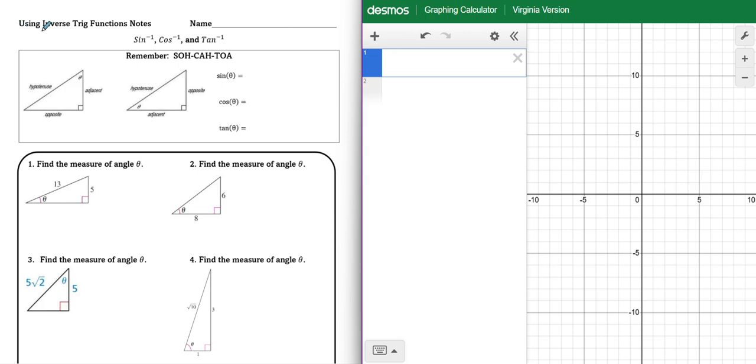About using inverse trig functions. And this is what they look like. Sine inverse, sine raised to the negative first. It's not actually an exponent. It's just showing that it's the inverse of the sine function.